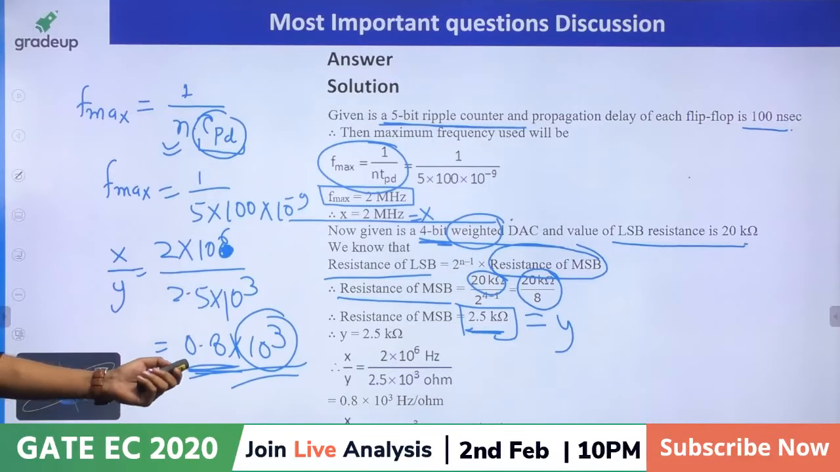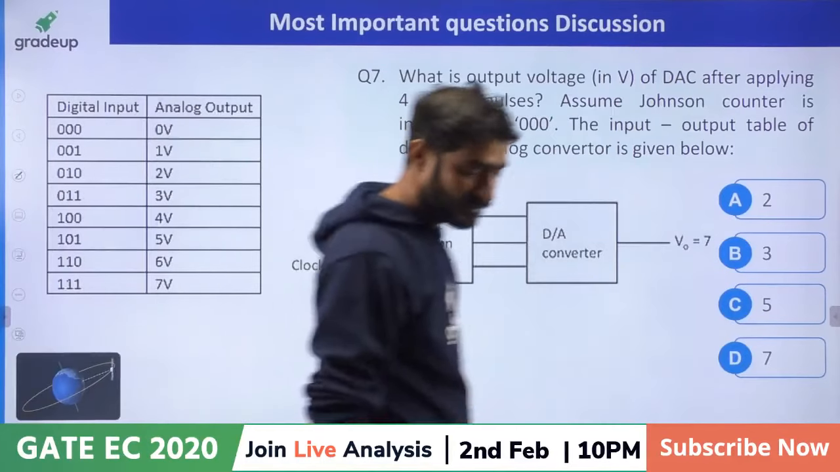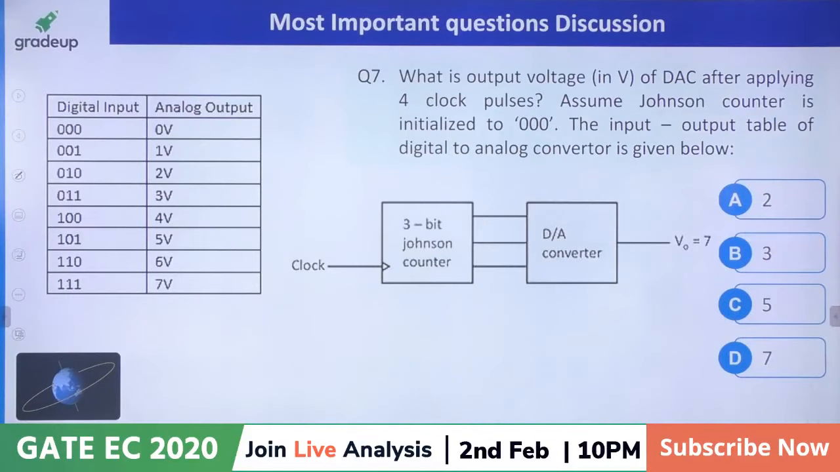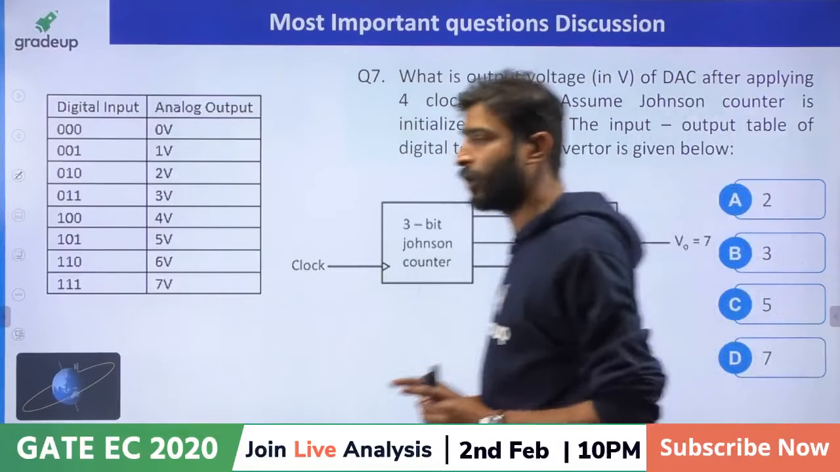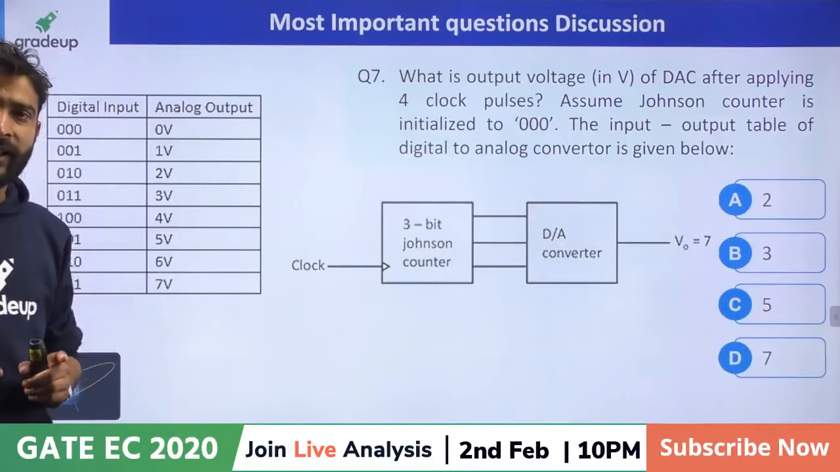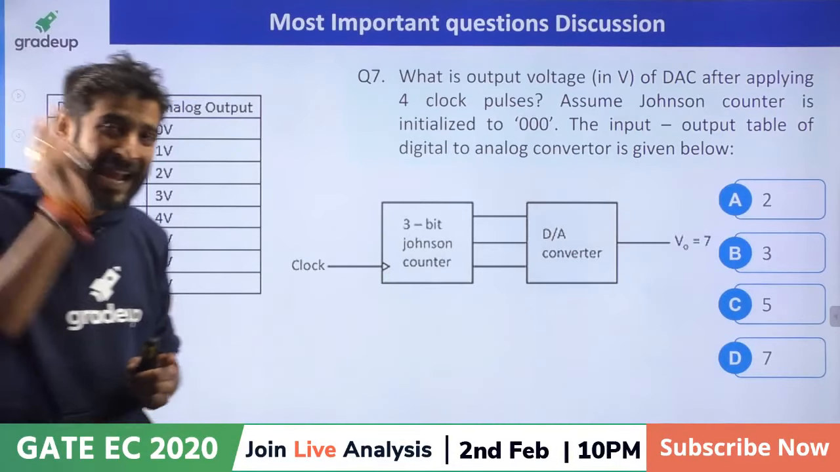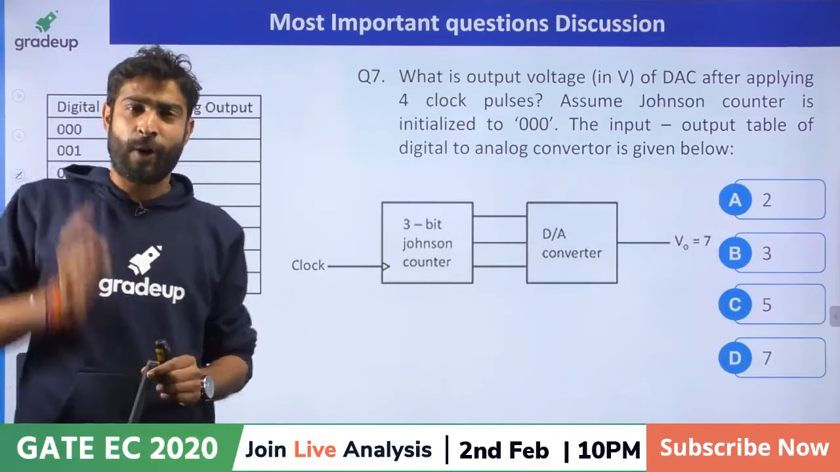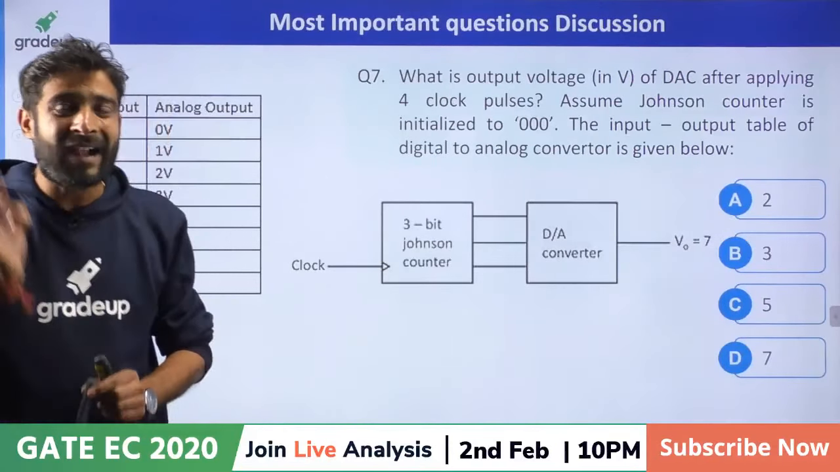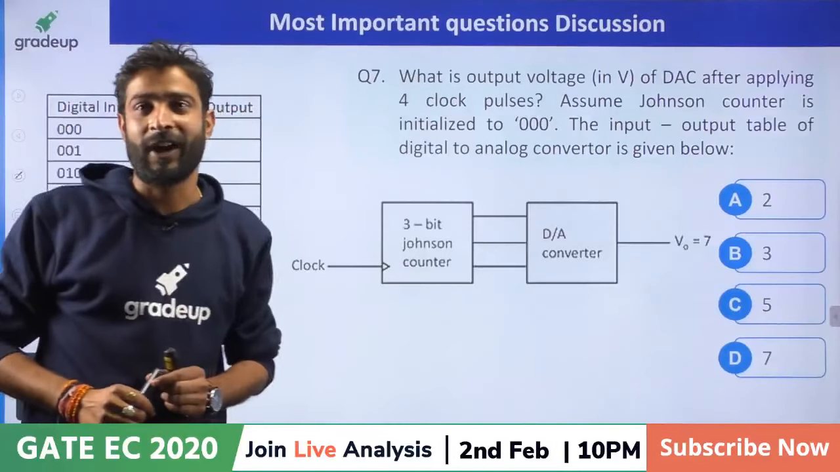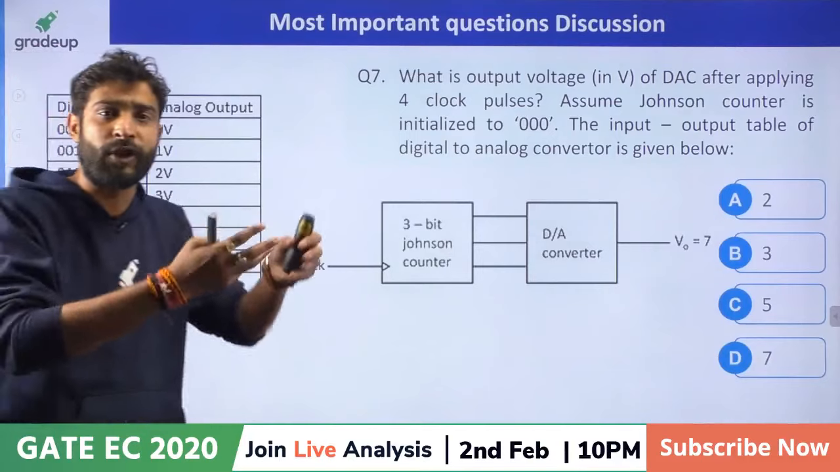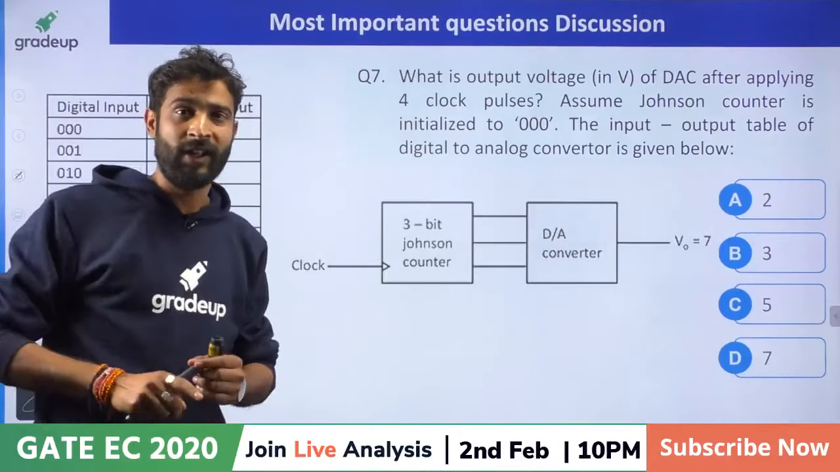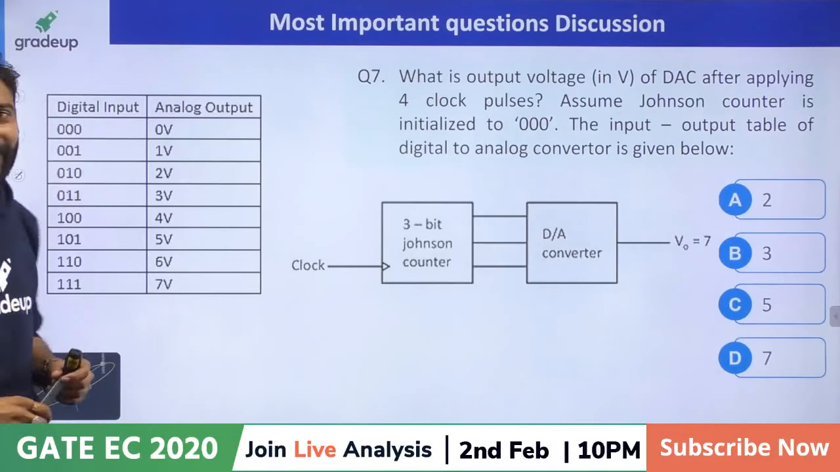Can anybody give me the answer for this next question? What is the output voltage in V of the DAC, that is digital to analog converter? Why am I giving a question on the digital to analog converter? Because these two topics are very important for electronics as well as for instrumentation. For those studying instrumentation, the best digital questions will come only in the instrumentation branch, because digital electronics is the core of instrumentation, along with control systems and measurement. These three give the best questions in instrumentation, right?